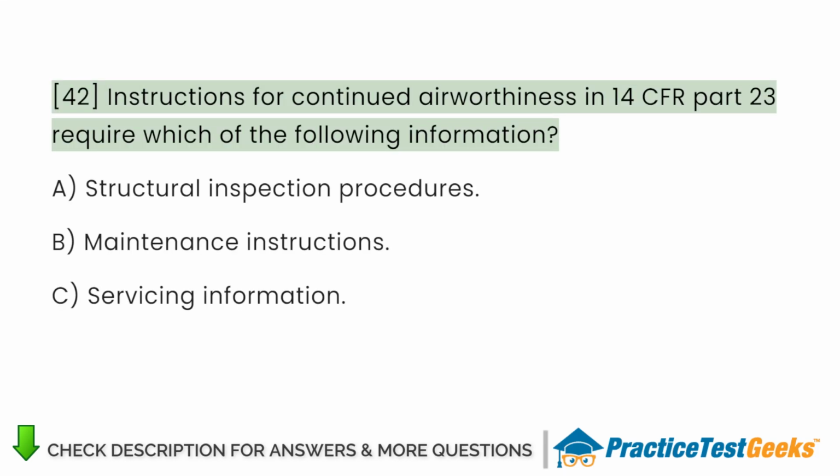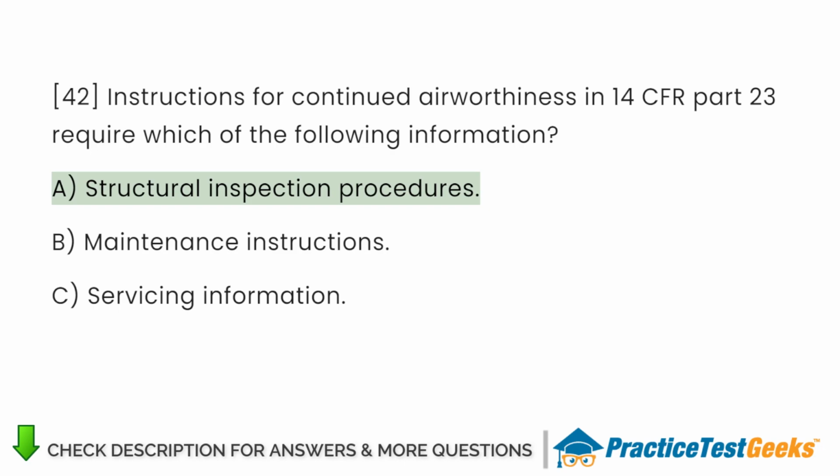Instructions for continued airworthiness in 14 CFR Part 23 require which of the following information? A. Structural inspection procedures. B. Maintenance instructions. C. Servicing information.